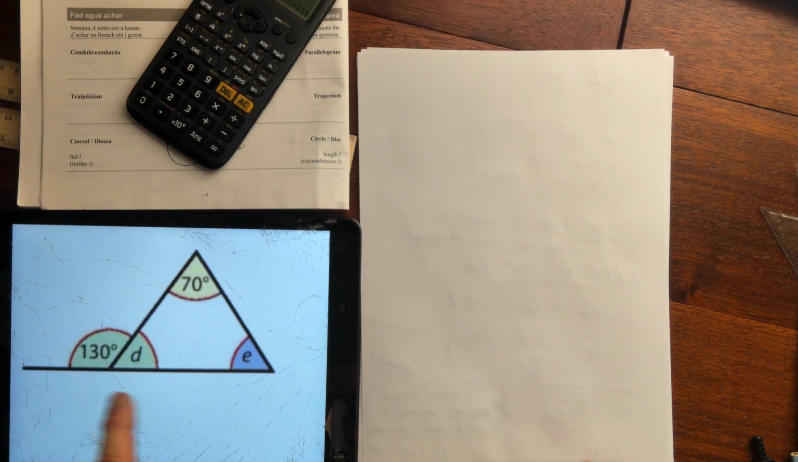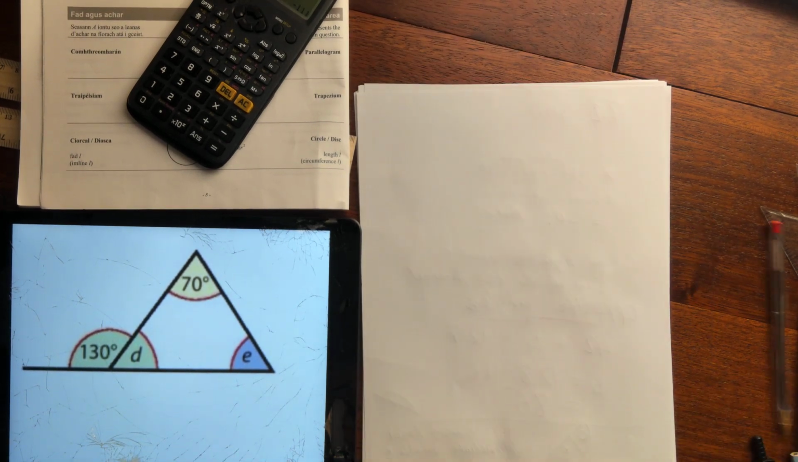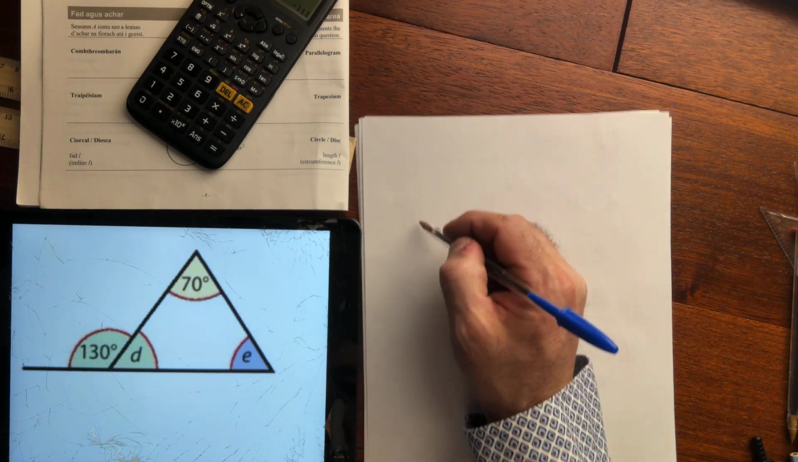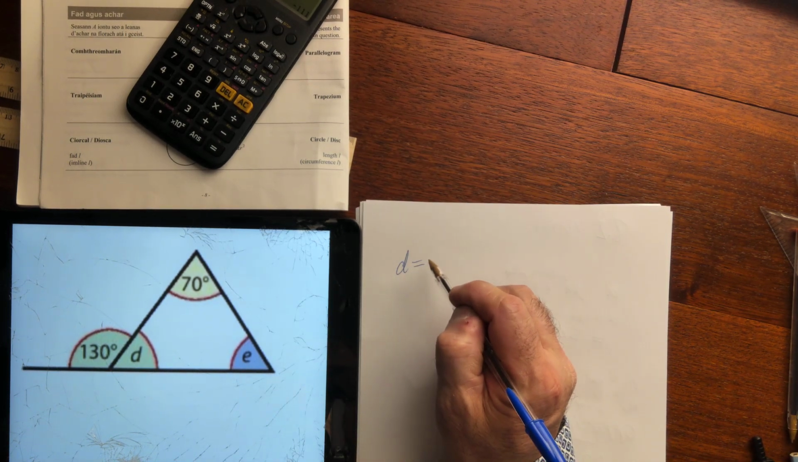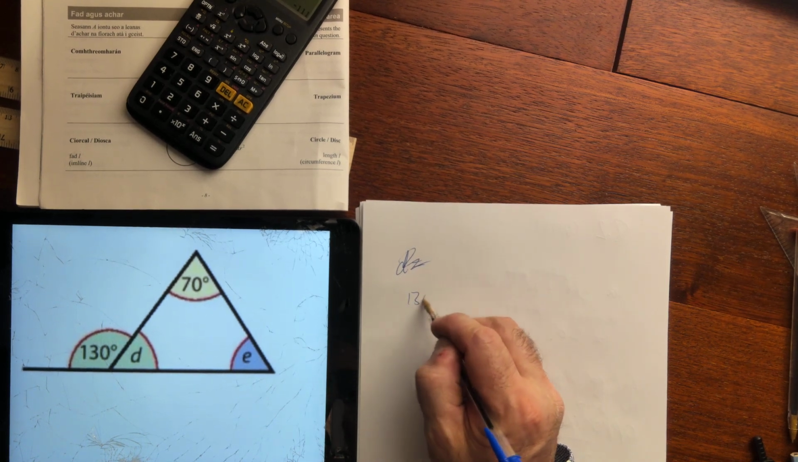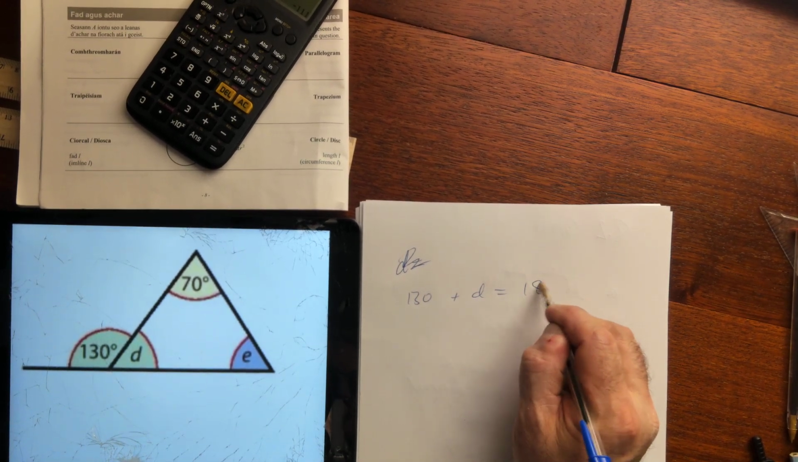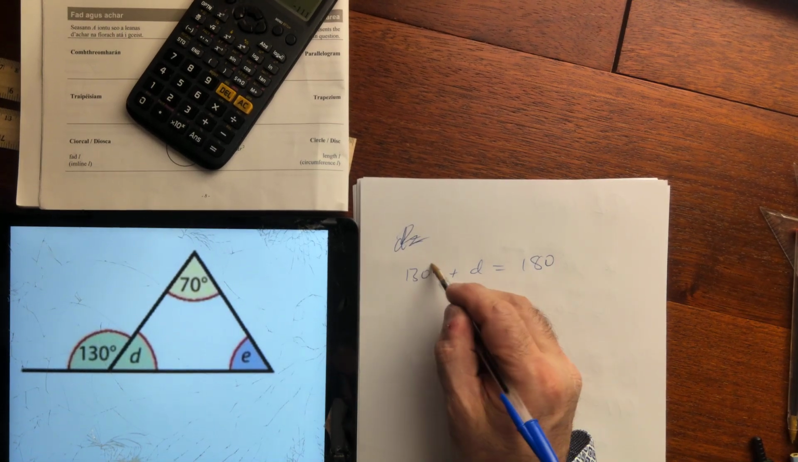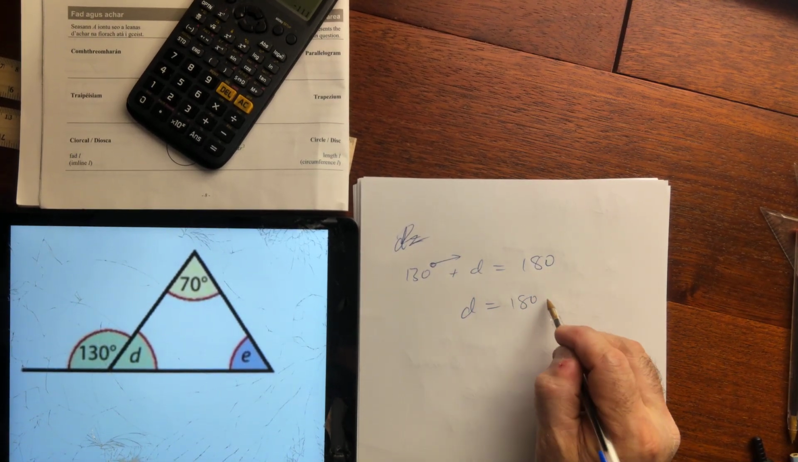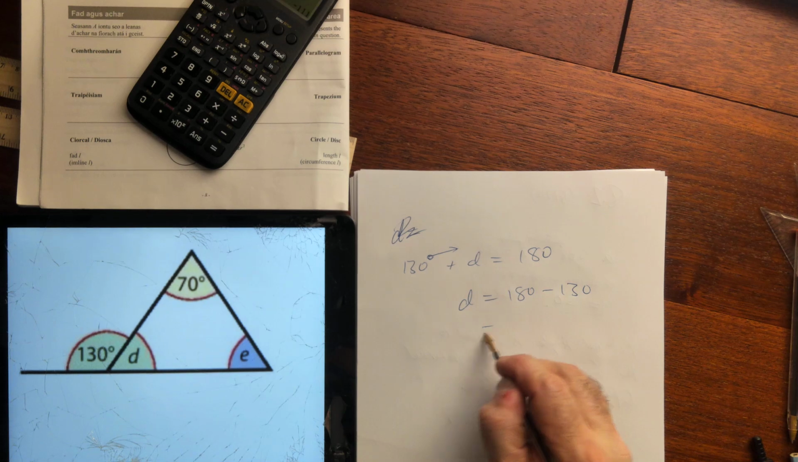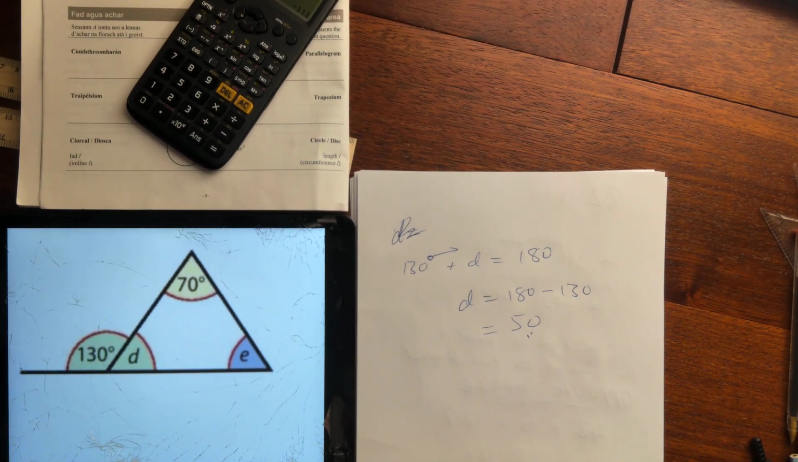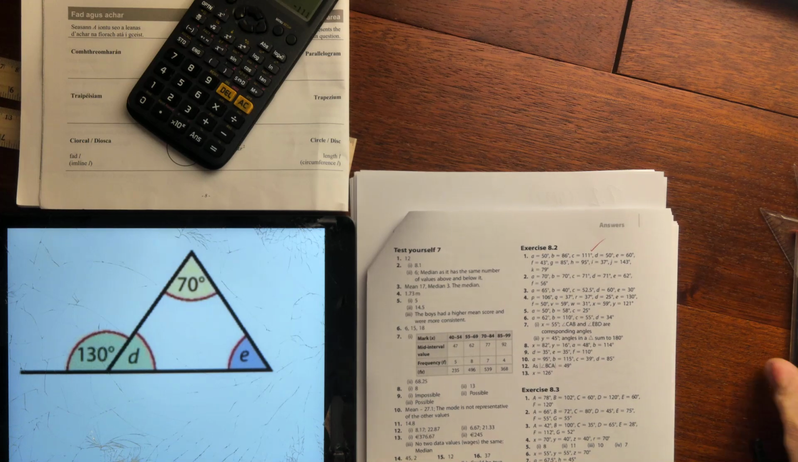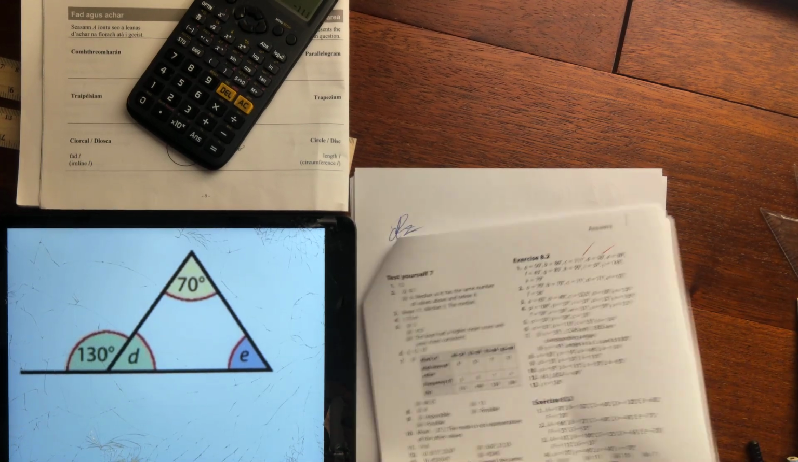Okay, let's angle chase. I'm not writing it out. I'm going to do it here right beside your pictures. D is, well, I better not just write down the answer. 130 plus D equals 180. Transpose this. 180 minus 130 equals 50. Do you agree? D equals 50. Yes.